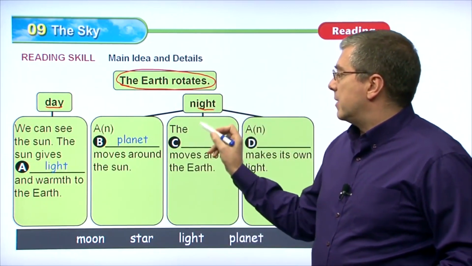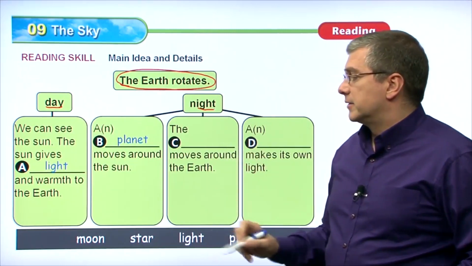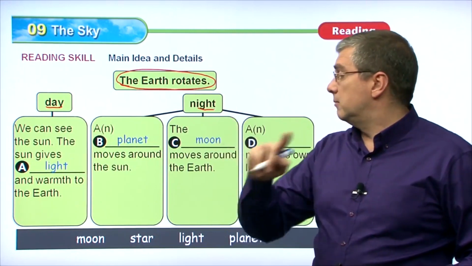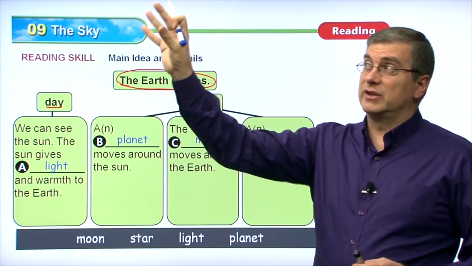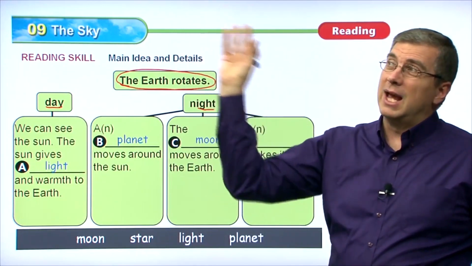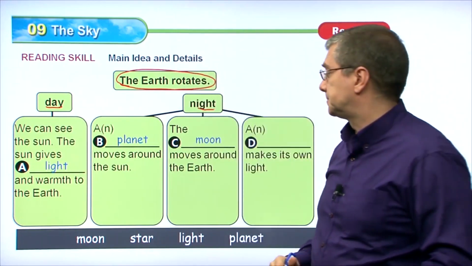What do we have here in C? The beep moves around the Earth. So at night we can see it. What is it? It's, of course, the moon. The moon moves around the Earth, right? It catches the sun's light, it shines it back to us, and we can see it. It's very impressive as it moves through the night sky.